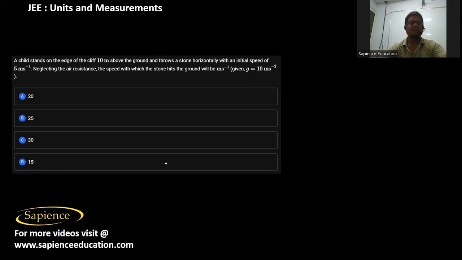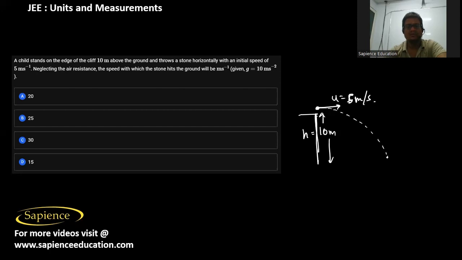Then here it is told a child stands on the edge of a cliff 10 meter above the ground, so the height is 10 meter, and throws a stone horizontally with an initial speed of 5 meter per second. Neglect air resistance, then the speed with which the stone hits the ground will be. So with how much speed the stone will hit the ground, that speed we have to find out.